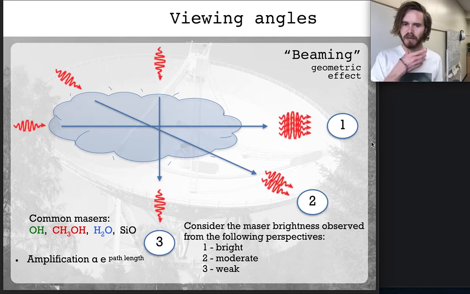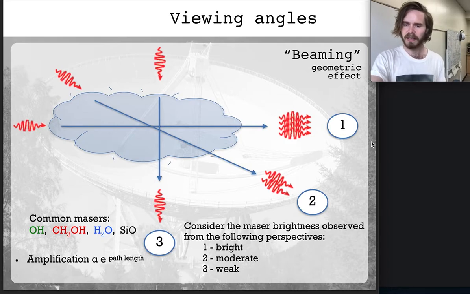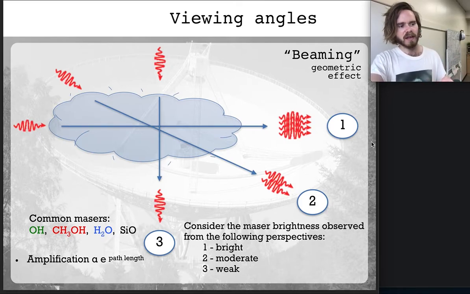Then someone from perspective 2, then, it's still quite long path length through the maser, but it's not as long. So they're not going to see such a bright emission. And then someone from perspective 3, the photons coming through the cloud are coming through in the, say, like the width direction, so there's just not very much path length to amplify the maser. So the important thing to consider then is that this is the same maser cloud, right? But observing it from different angles has the effect of it appearing brighter or weaker. But the cloud is the same.